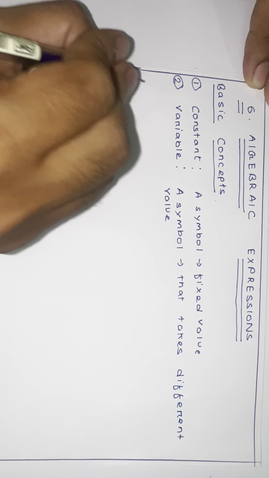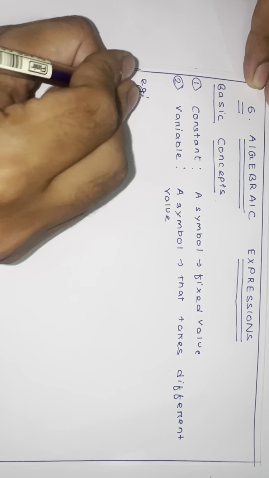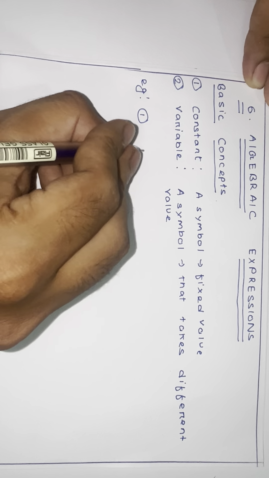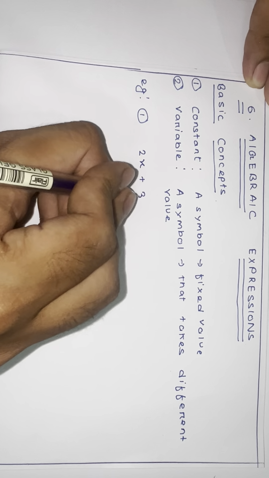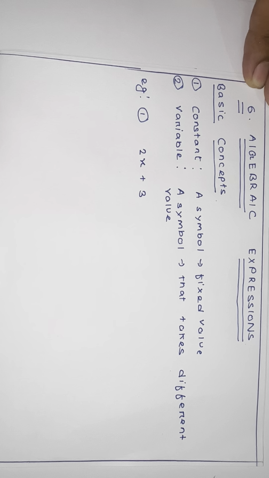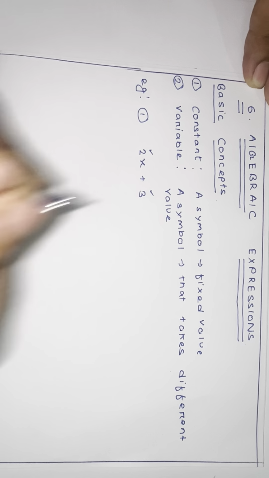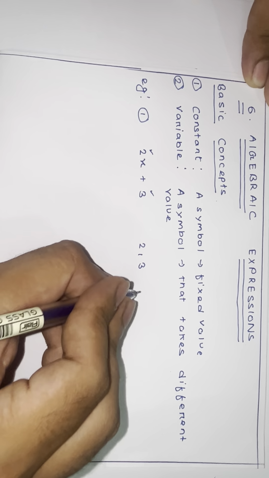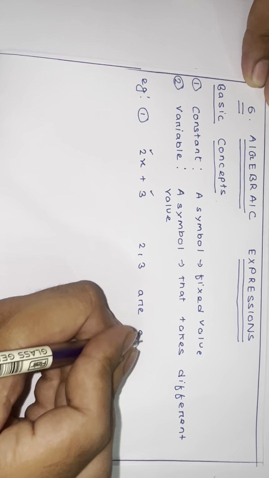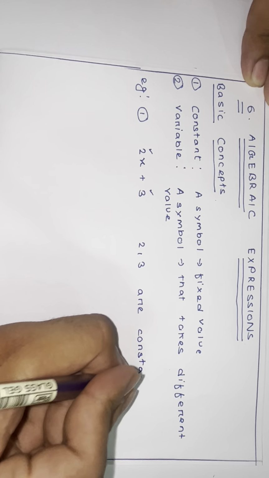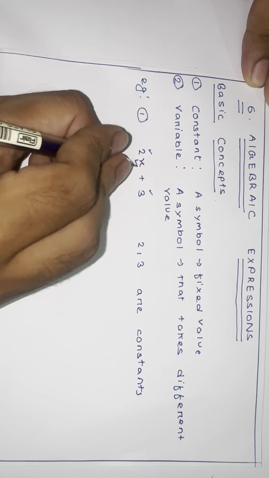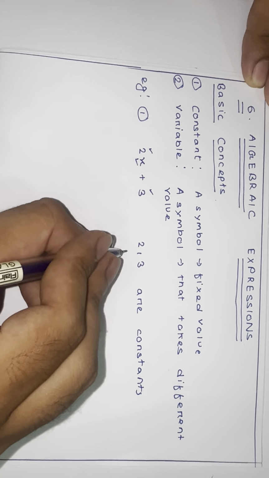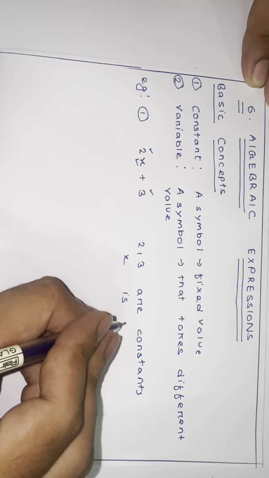For example, I will give you an example here. First example, I am writing 2x plus 3. So in this example, the numbers 2 and 3 have fixed values. So 2, 3 are constants here. And the letter x can take any value. So x is a variable.